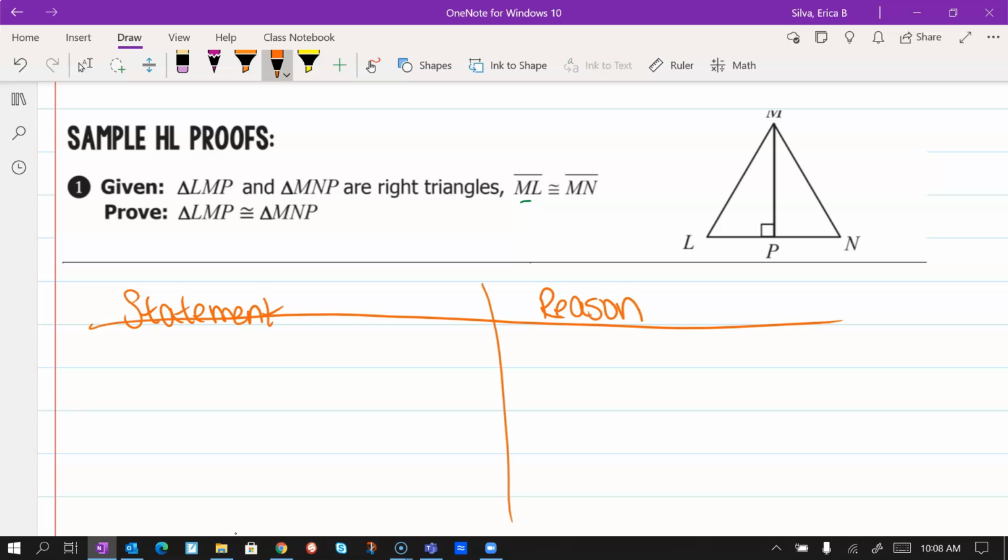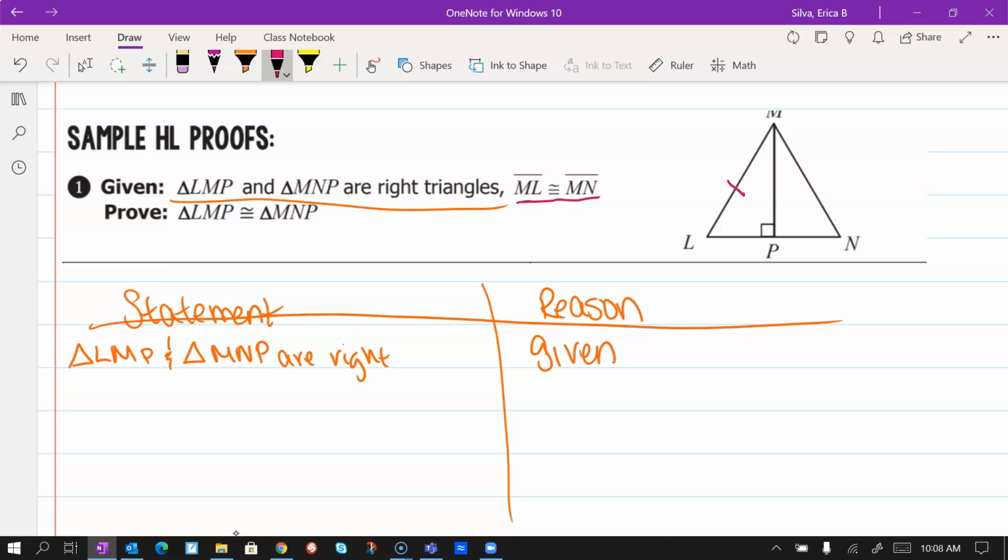All right, so when we look at our given information, it says triangle LMP and triangle MNP are right triangles. And we know that because that information is given. Then we have segment ML and segment MN are congruent. So I'm going to put those little tick marks on there. And that information is also given. So that's all the information that they are giving us.